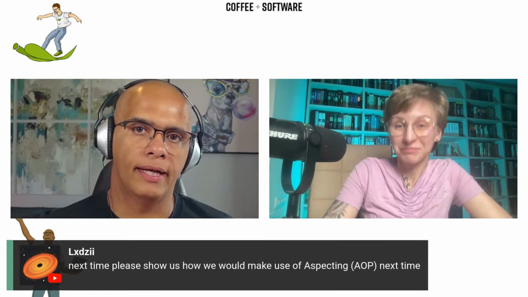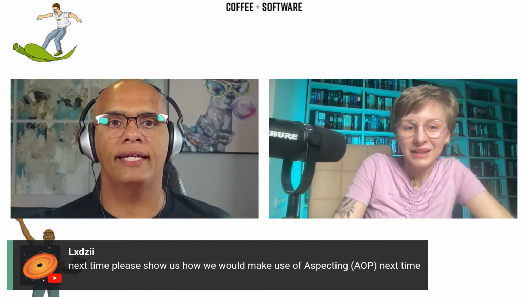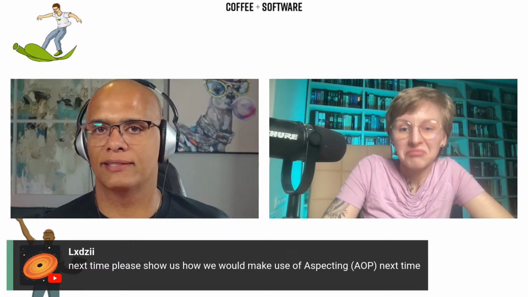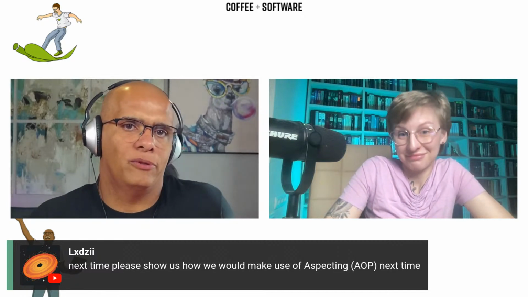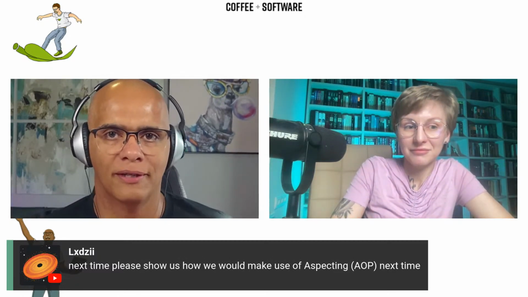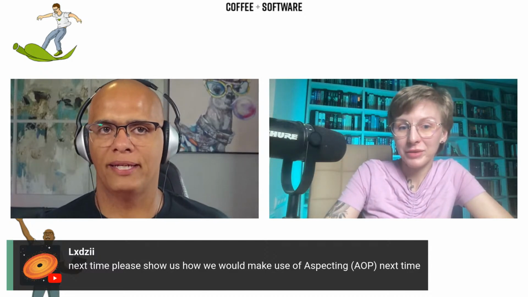So that's very exciting to be talking about. And there's a comment: hey, next time, please show us how we would make use of aspecting, AOP. Of course, we're doing it. We're using Spring Boot, all of our annotations. We're doing things all over the place. But yes, we could probably dig in and explain what's happening.